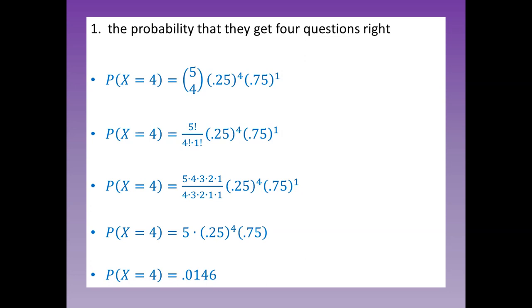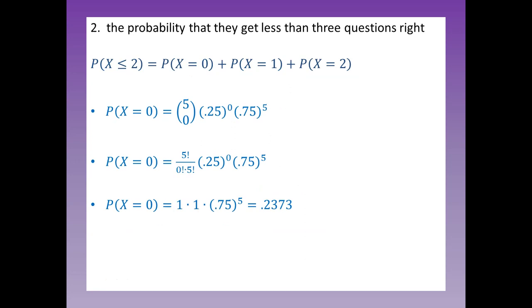First, you can rewrite it with factorials. Then in the third bullet point, if you expand the factorials, you have a lot of things that you can cancel, and you end up with just 5 for that combination. And then if you multiply 5 by 0.25 to the 4th power, and then by 0.75 to 4 places, you get 0.0146. Next, we want to find the probability that they get less than 3 questions right.